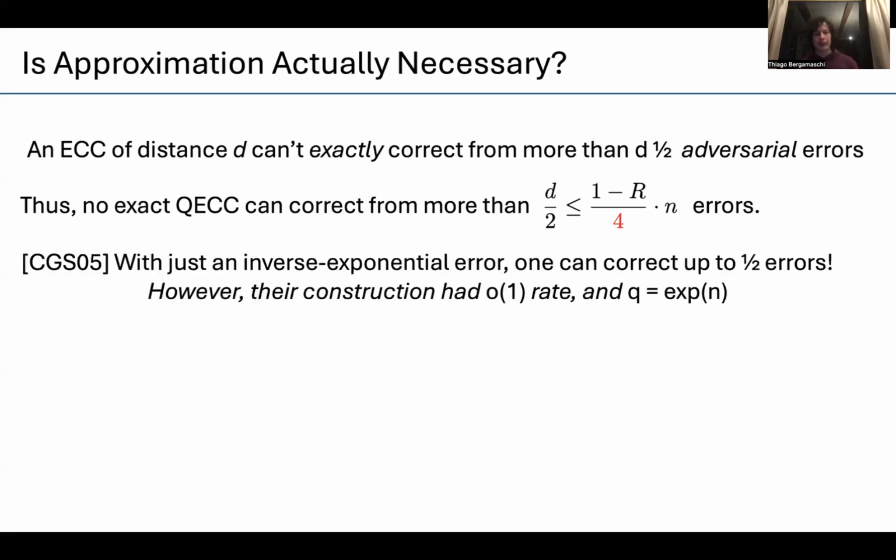Nevertheless, in a very surprising result, Crépeau, Gottesman, and Smith showed that if you were to allow just an inverse exponentially small error, you can correct up to a fraction of errors which approaches the no-cloning bound, or 1/2. However, unfortunately, their construction had an asymptotically decaying rate and an exponentially large alphabet size. And it's these two goalposts that we're trying to bridge in this work.